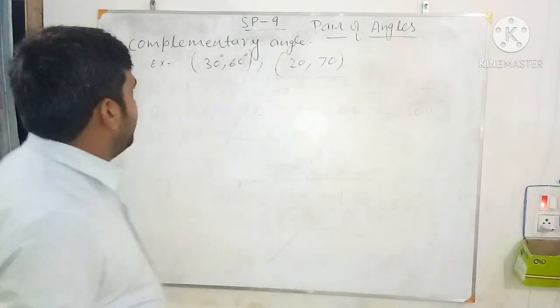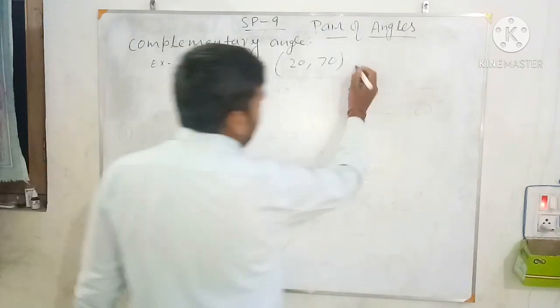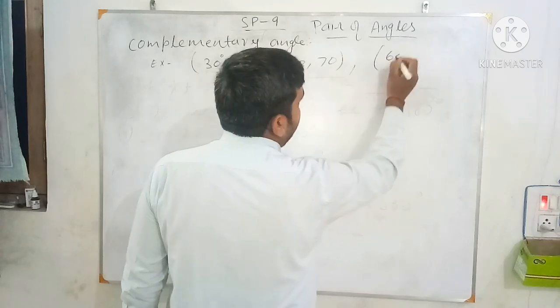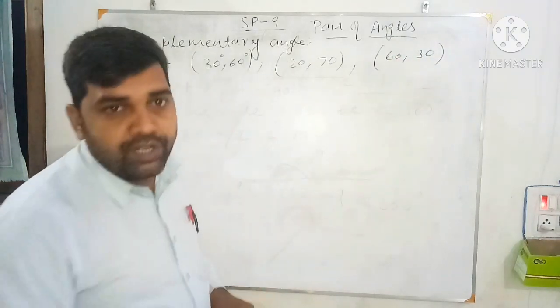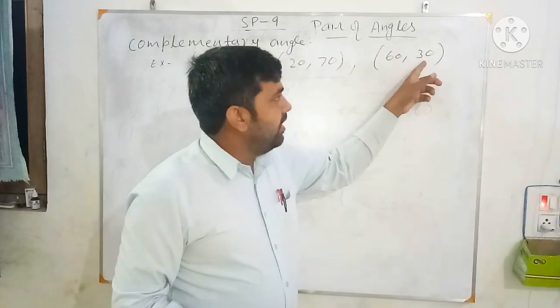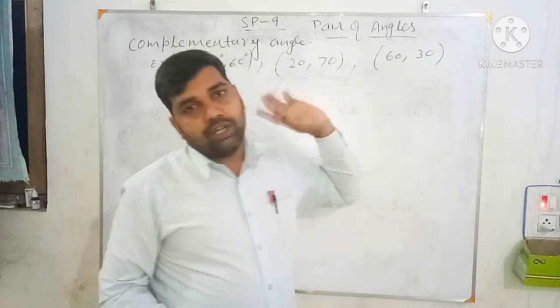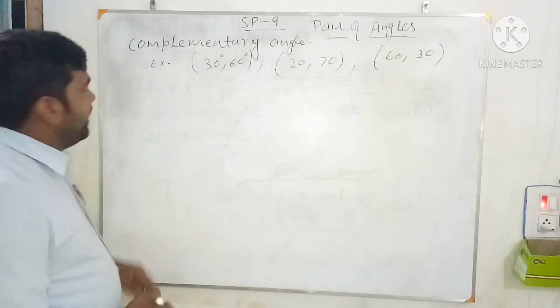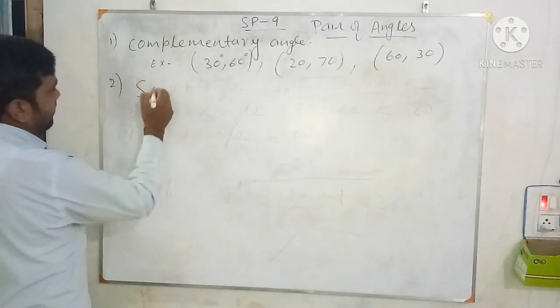So whenever the question is asked, two angles are given. For example, suppose the angles I have given now are 60 degree and 30 degree. Whether this pair is complementary or not, what will you do? You add the two angles, 60 plus 30. If you are getting the sum 90, then it is a complementary pair of angles. Otherwise, not complementary. Okay, this is the complementary angle. Now, second is the supplementary angle.